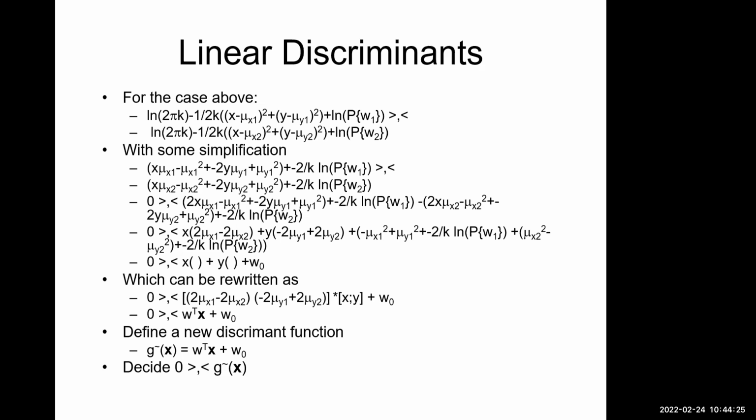29 is a scalar. 3 times 5 plus 2 times 7.